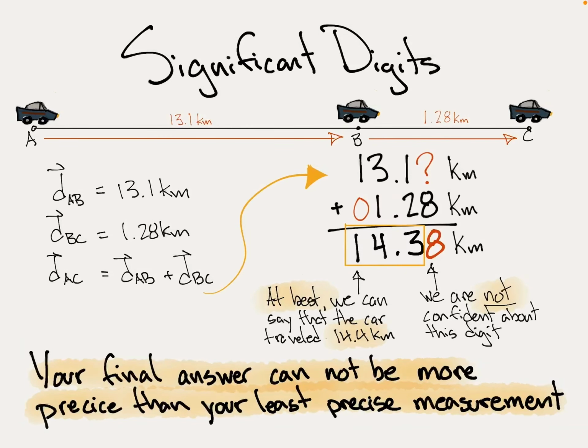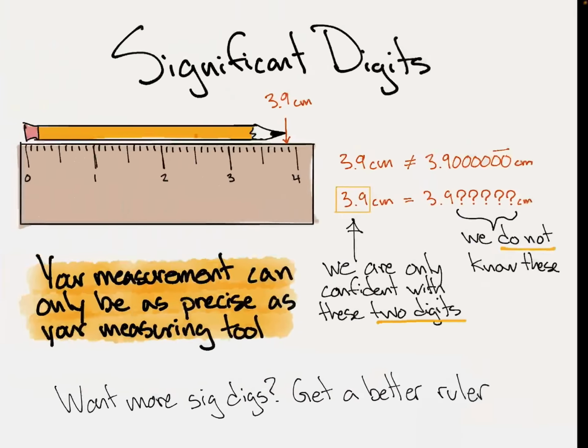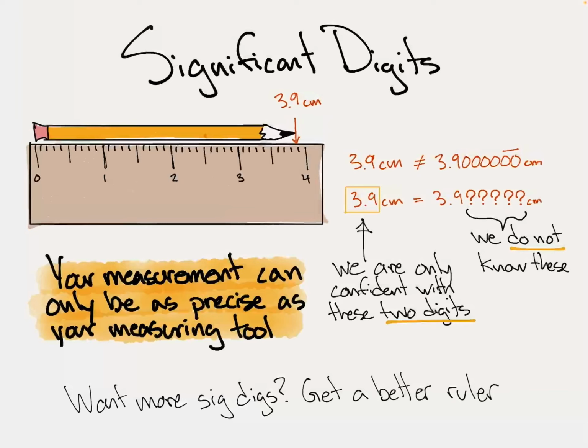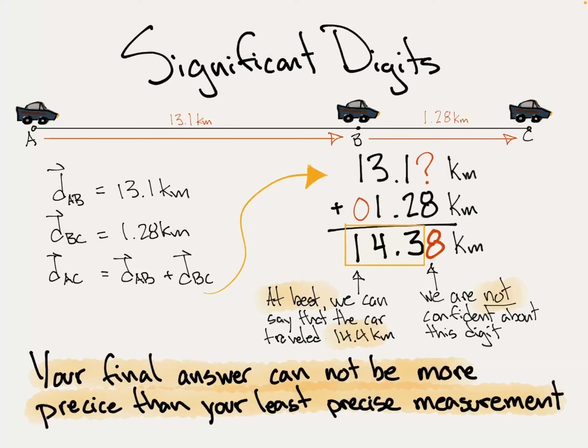Let's talk about adding or subtracting measurements. As mentioned in the previous video, our measurements can only be as accurate as the tool we use to obtain them. And that has implications for when we add them together, especially if one of our measurements is less accurate than the other. We want to make sure that we're not taking any error and bringing that through into our answer and getting the impression that we know more than we do.